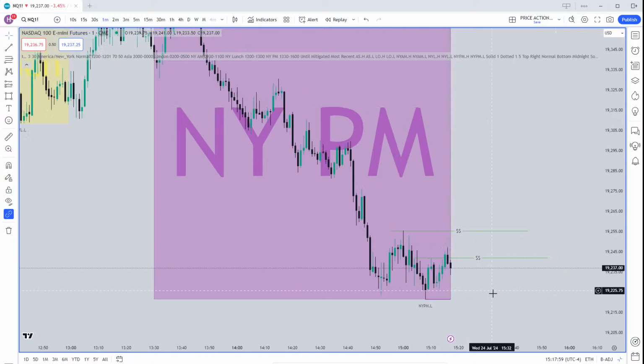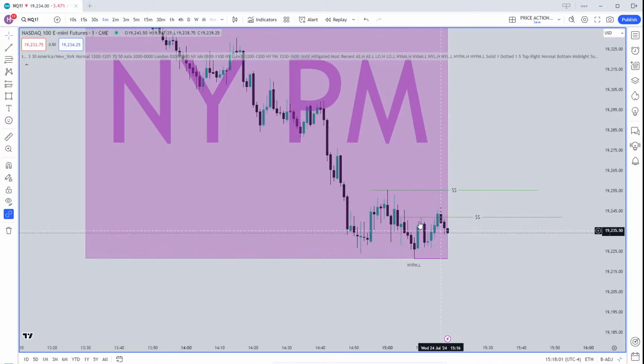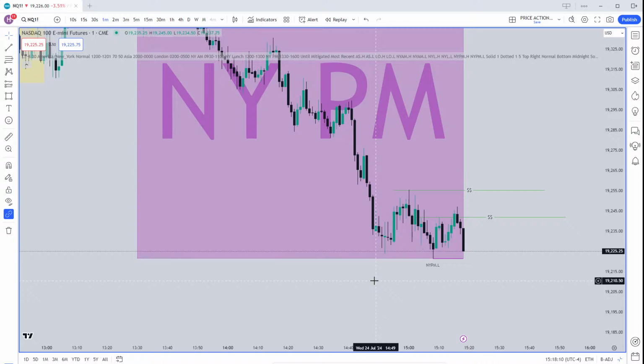So what I want to see now is two things. It took out, swept these highs here. I want to see a displacement on the downside, a potential entry on a fair value gap. We want to break market structure here, so take out these lows.